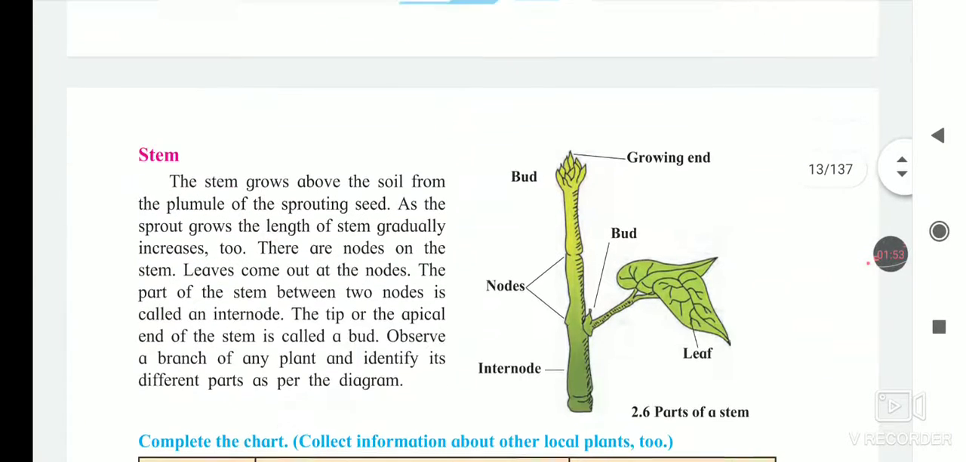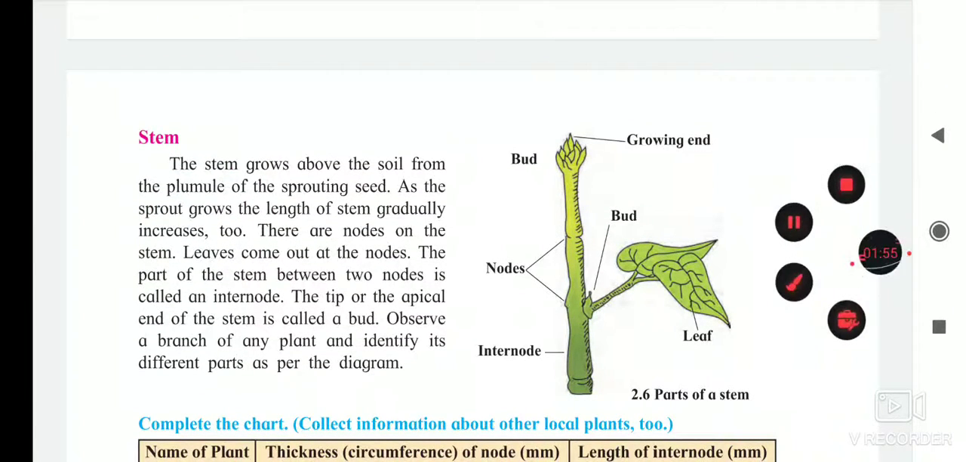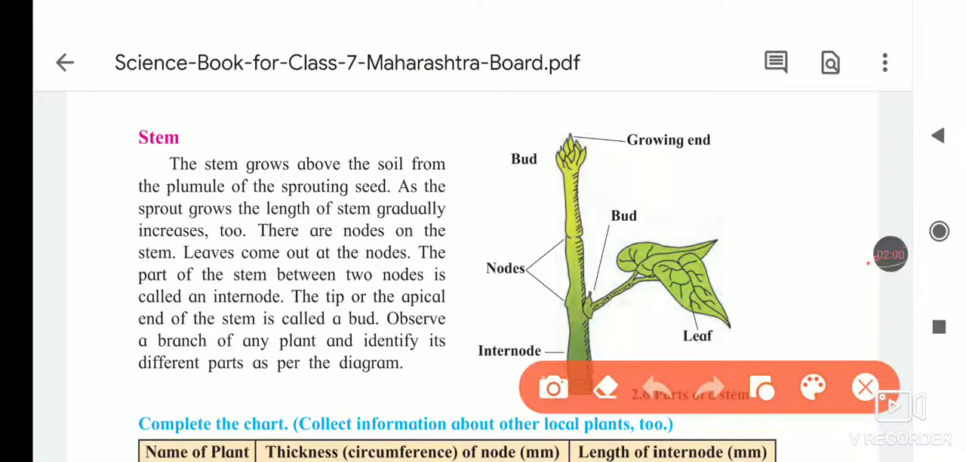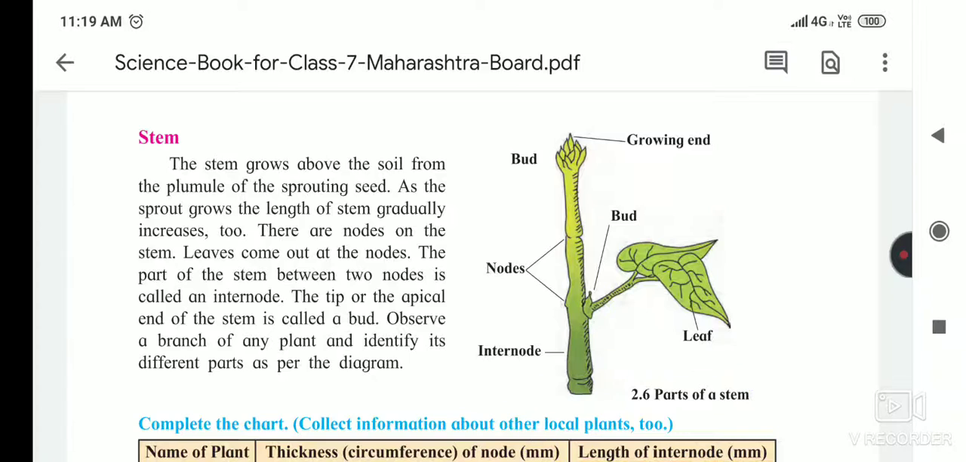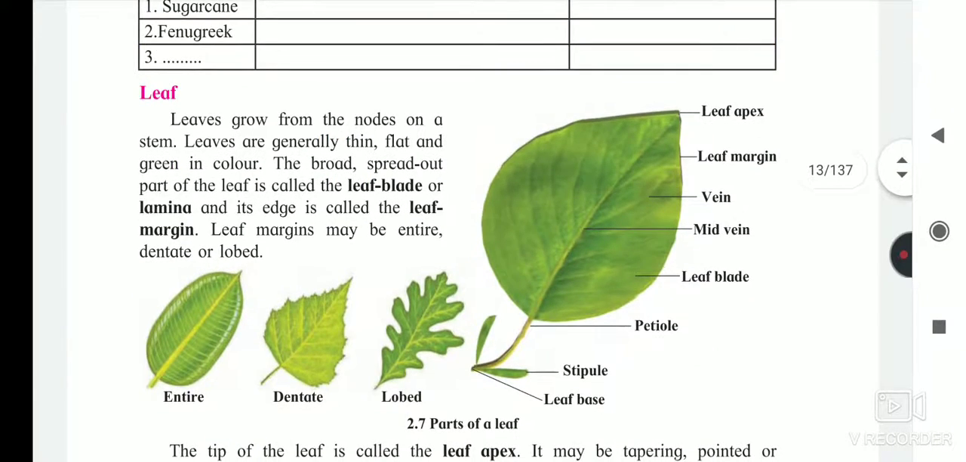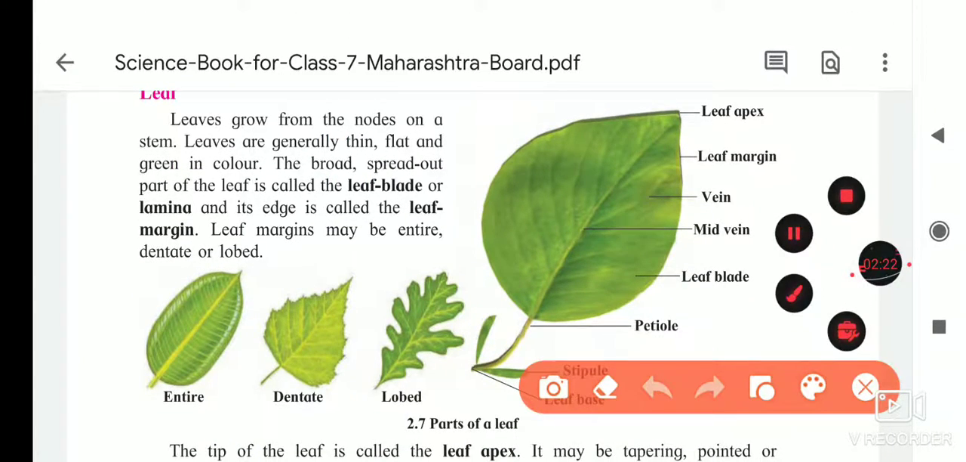Then afterwards we saw the stem and its parts. The stem has a bud, leaves, nodes and internodes. In between two nodes there is an internode. Then we saw the growing end, which has a bud. Then we saw the parts of a leaf and the types of leaf.